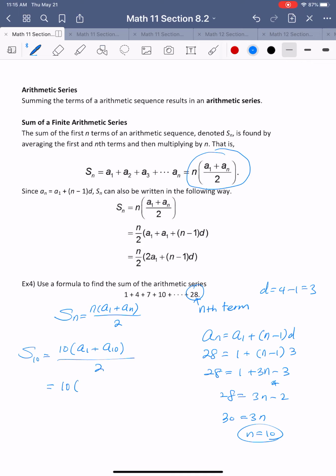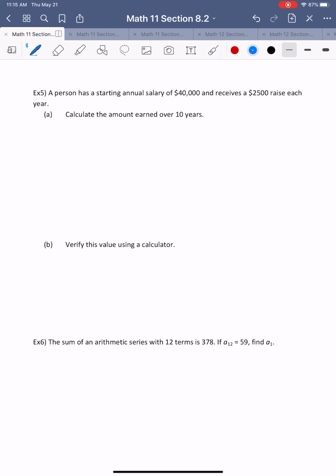But 10 times a sub 1 is 1, a sub 10 is 28, over 2, and then simplify, you get 145, okay? So that's a sum. Even though we don't know the numbers in between, we can still find the sum of all the numbers in the sequence, okay? All right, example 5.